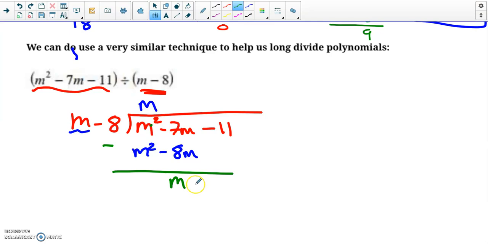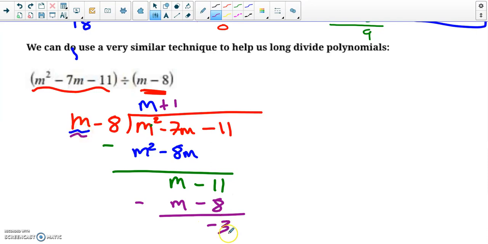And we're just going to drag down the minus 11. And we're going to ask ourselves the same question again: what do you multiply m by to get m? Well, you multiply it by positive 1. So then we're going to do m times positive 1, negative 8 times positive 1, and we are going to subtract. M minus m is 0. Negative 11 plus 8 is negative 3.